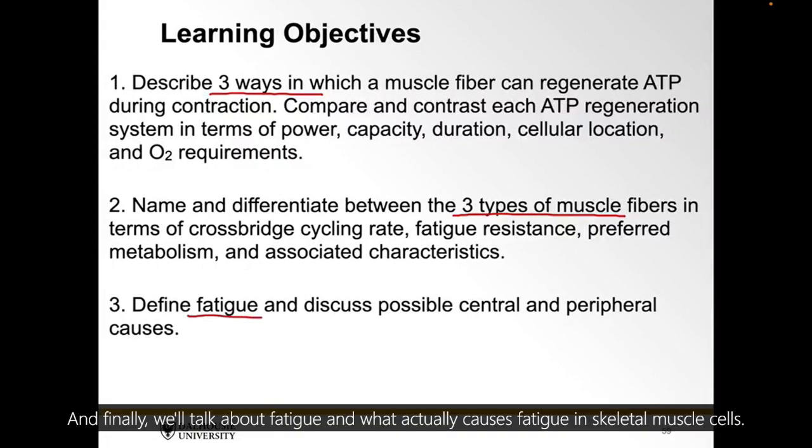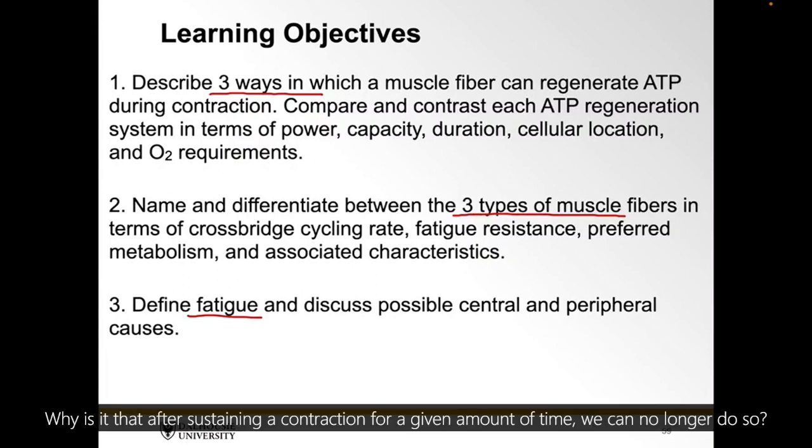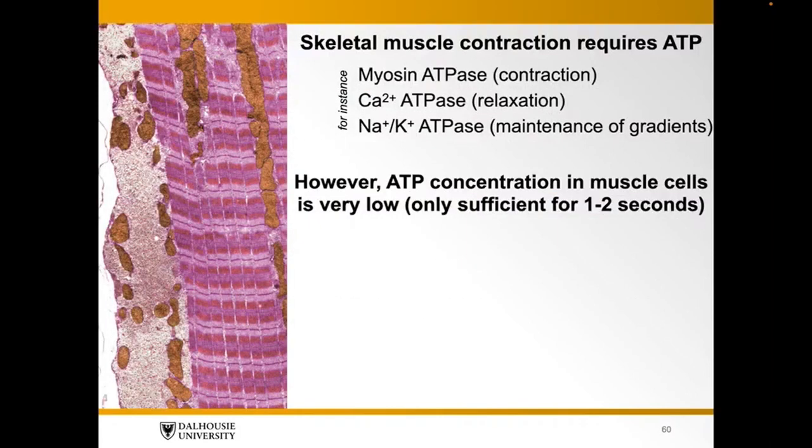And finally, we'll talk about fatigue and what actually causes fatigue in skeletal muscle cells. Why is it that after sustaining a contraction for a given amount of time, we can no longer do so? Let's get started. So we've already established through other lectures that in order to contract, skeletal muscles require ATP.